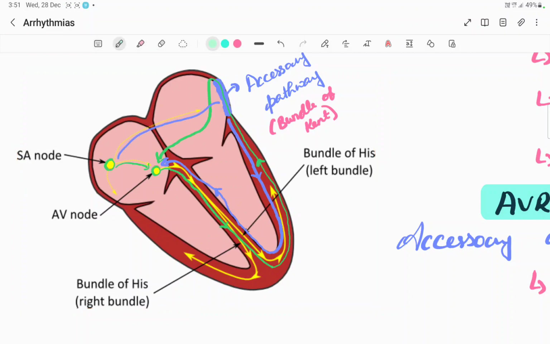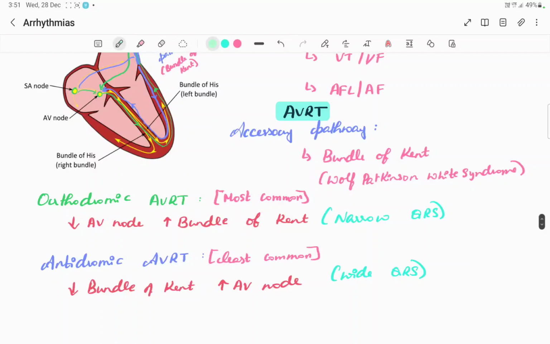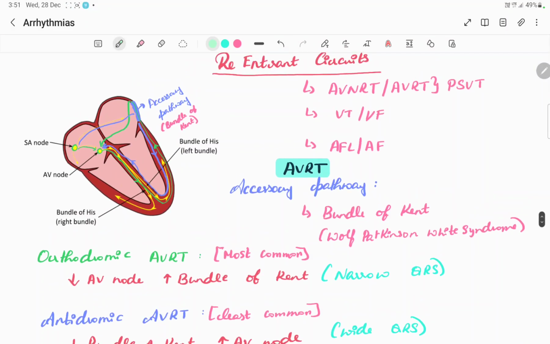So what is the second type that we saw? Antidromic. Antidromic is just the opposite. Directly from SA node, the current goes to the accessory pathway, which is the bundle of Kent, and from there it comes down and reaches the AV node. From AV node, it again goes to the bundle of Kent and a re-entrant circuit is formed. So that also causes tachycardia. The difference between orthodromic and antidromic is that orthodromic will cause a narrow QRS, whereas antidromic will cause a wide QRS, and orthodromic is the most common type.